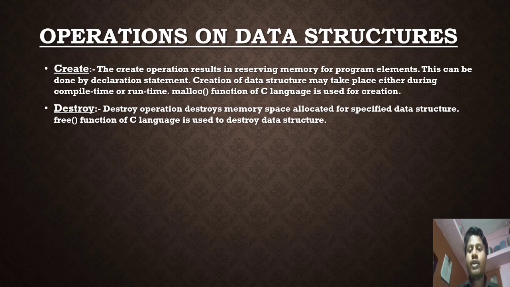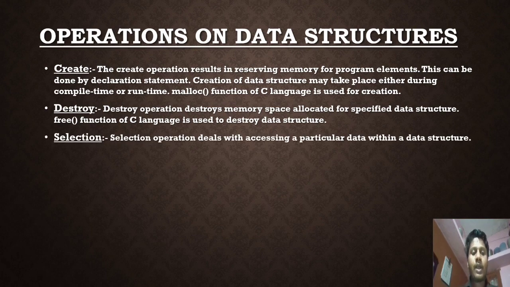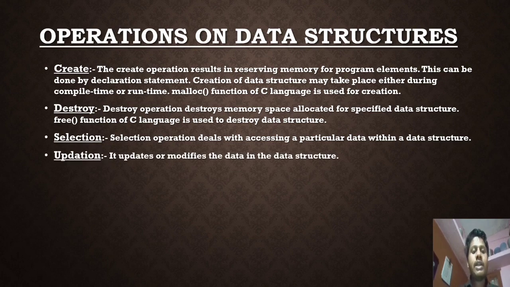Destroying. Whenever we are creating a data structure, some amount of memory will be allocated to it. So once the operation is done, at the end we have to deallocate the memory using a function called the free function. This one also we are going to study in the next lesson. Next, selection. The selection operation deals with accessing a particular data within a data structure. Then updation. Updation is to modify the data.